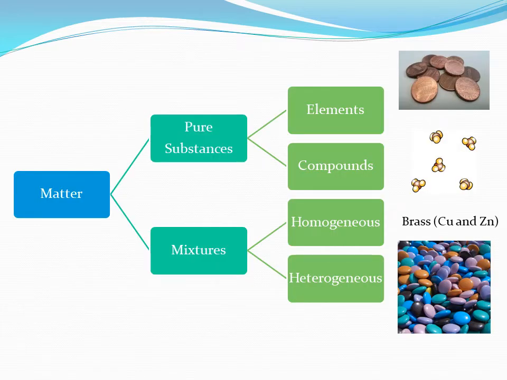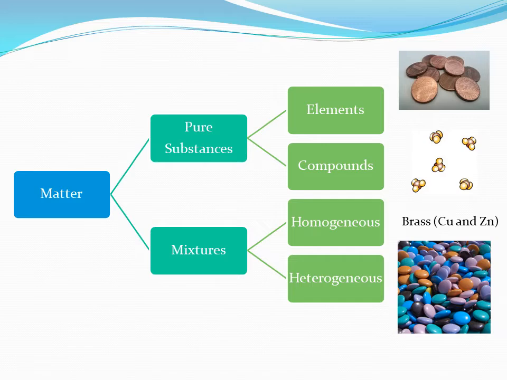Matter can be broken down using this flowchart. Matter is broken into pure substances and mixtures. The pure substances are then broken down into elements or compounds. The mixtures are broken into homogeneous versus heterogeneous mixtures. Examples of elements might include copper. Until 1982, pennies were primarily made of copper. Now they contain mostly zinc.